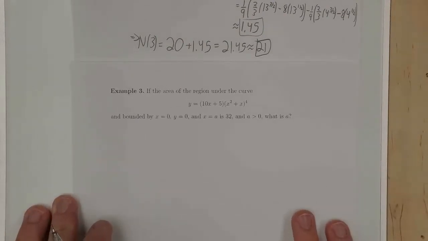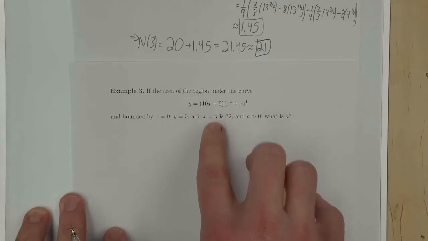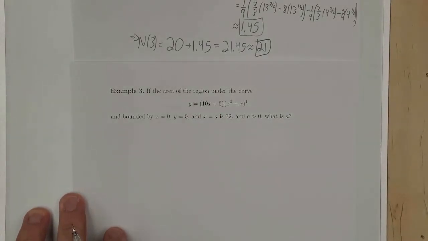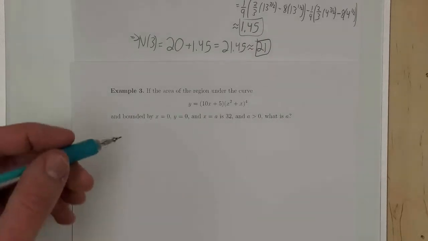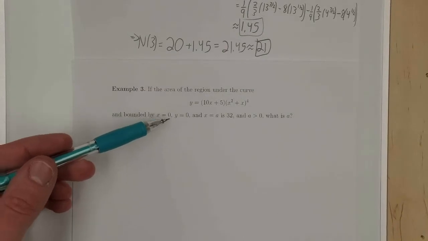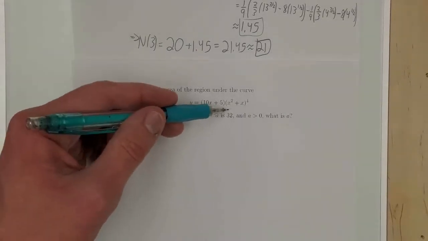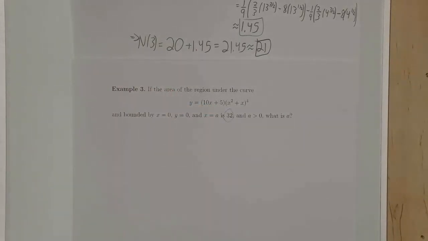So moving on to example 3. So we have that the area of the region under this curve, 10x plus 5 times x squared plus x to the power 4, is bounded above by this and bounded by x equals 0, y equals 0, and x equals a. And we're assuming a is greater than 0. And we have to say that, all right, this whole area is 32, and we have to figure out the exact value of a. Okay?